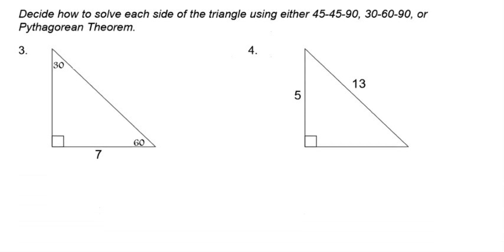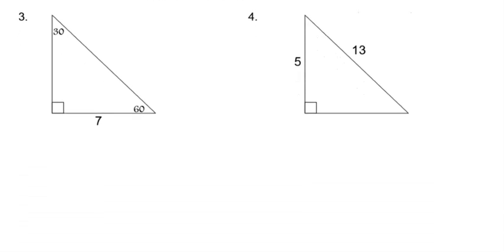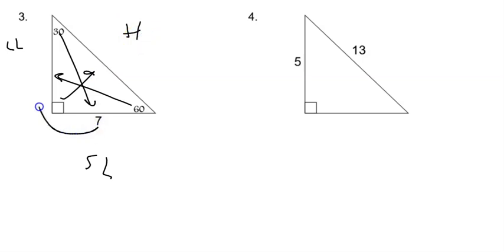Okay, what about this? 30, 60, 90. Okay, well, that's our short leg. That's our long leg. That's our hypotenuse. We have the short leg. That's the best. This is simply 7 root 3. This we double, 14.